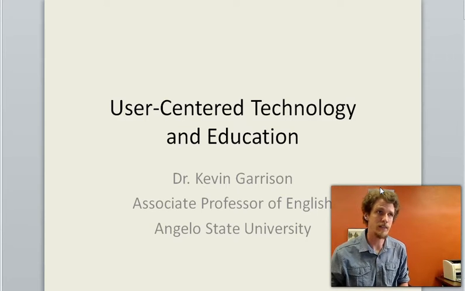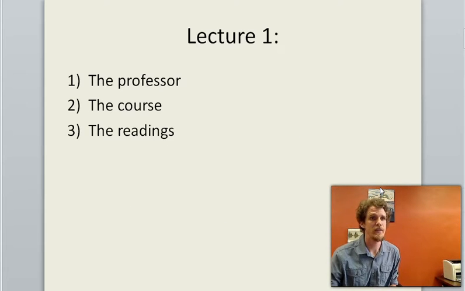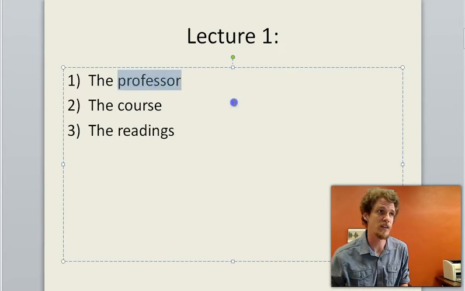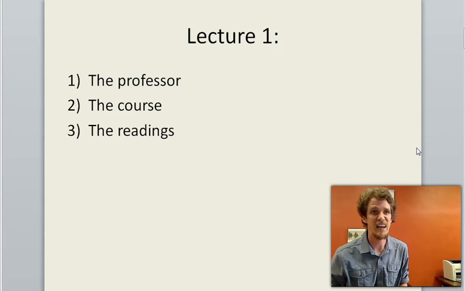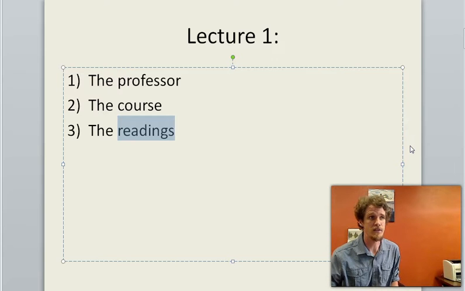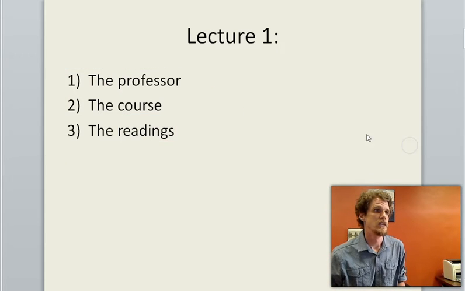So let's dive right into it here. I'm going to talk about three things today as sort of an introductory video. First of all, I'll talk about my educational background, me as the professor. Second of all, I'll sort of contextualize what we're going to be reading this semester by talking about the course in a general sense. And then specifically, I'll talk about the two readings that we had for this week, the Postman piece and the Johnson piece. So let's start with the first one.